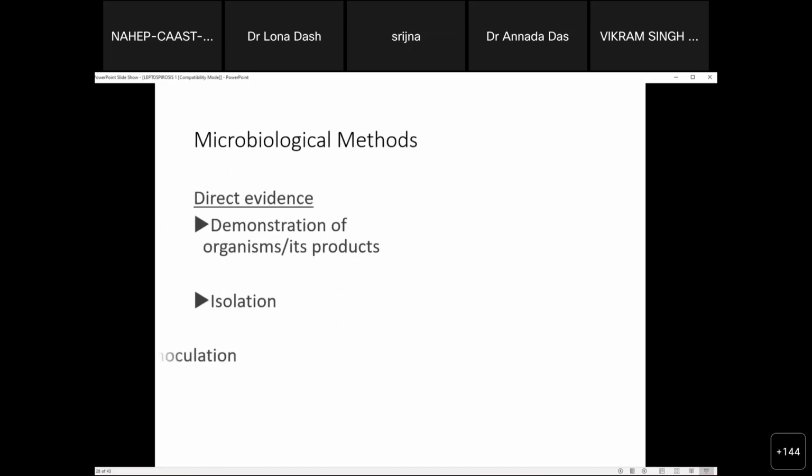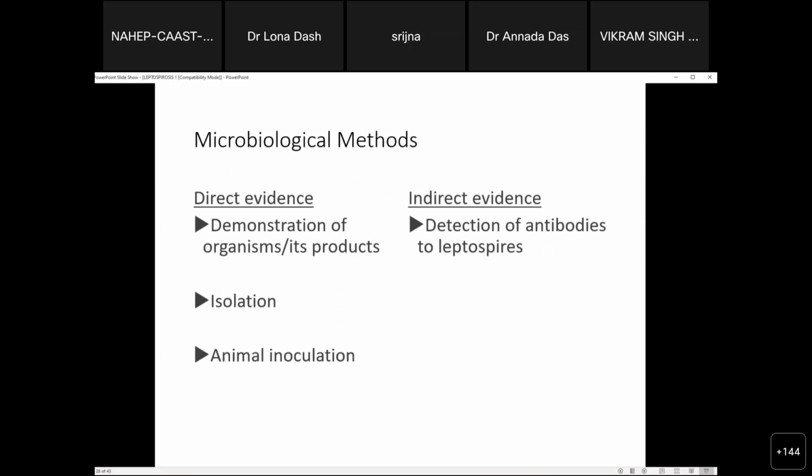The microbiological methods include either direct evidence or indirect evidence. In direct evidence, we have the demonstration of the organism, the leptospires, and its products in samples of blood and urine of the patient. We can also culture the sample, which is actually a very tedious, cumbersome and laborious procedure, not usually followed in laboratories. Animal inoculation can also be done, again, which is not a common practice.